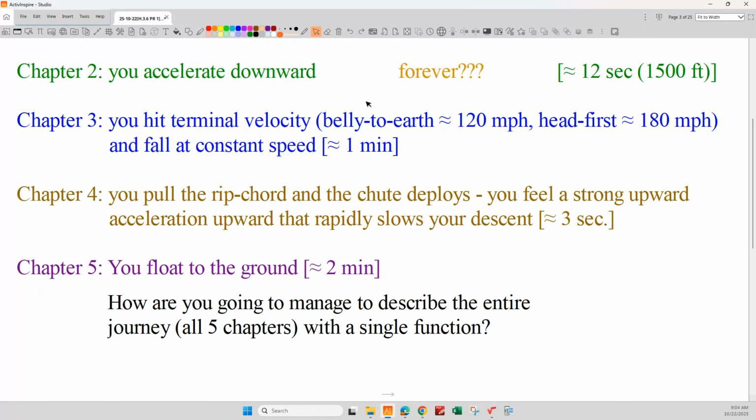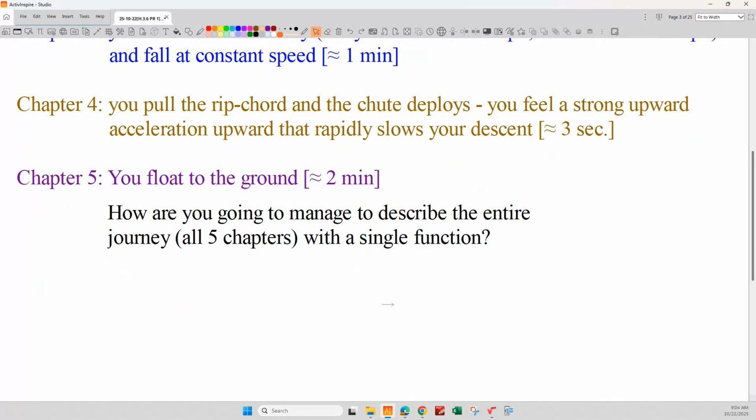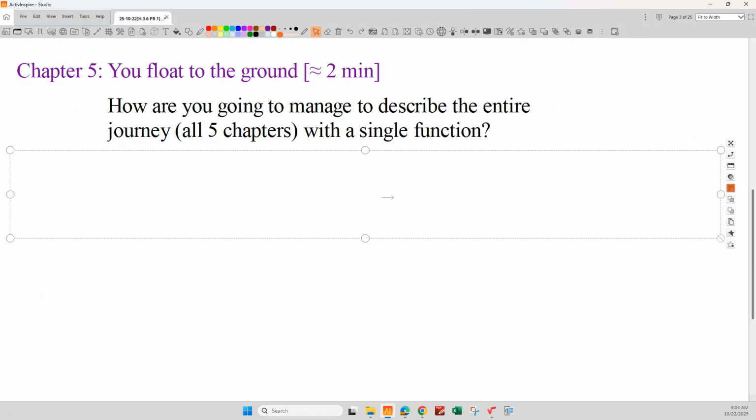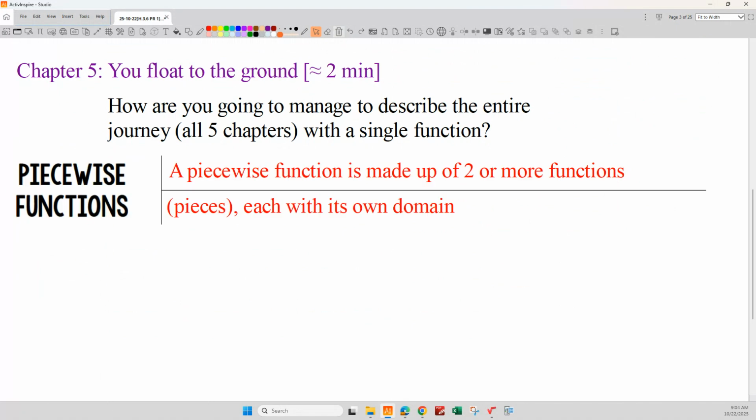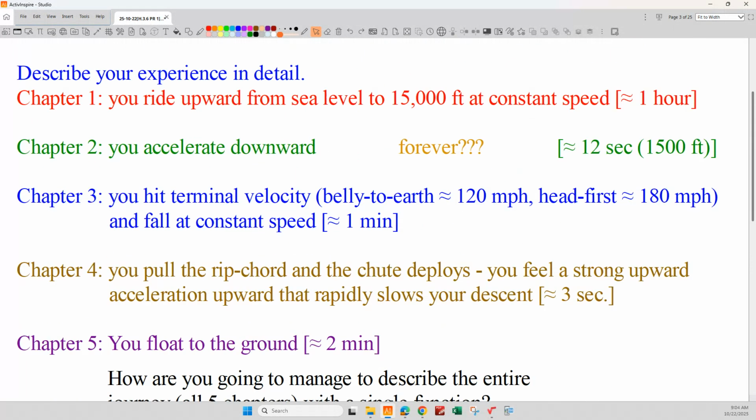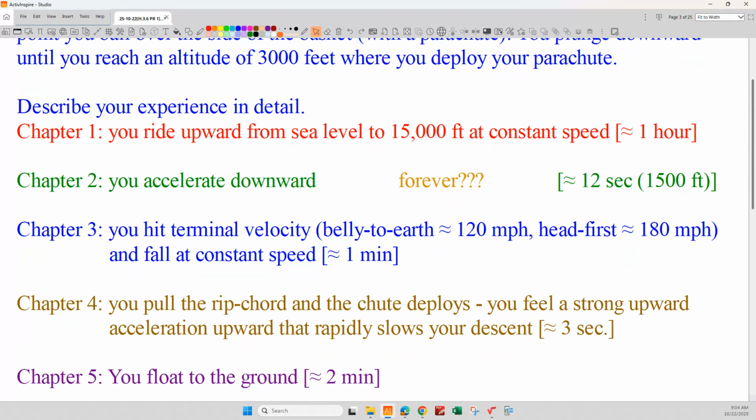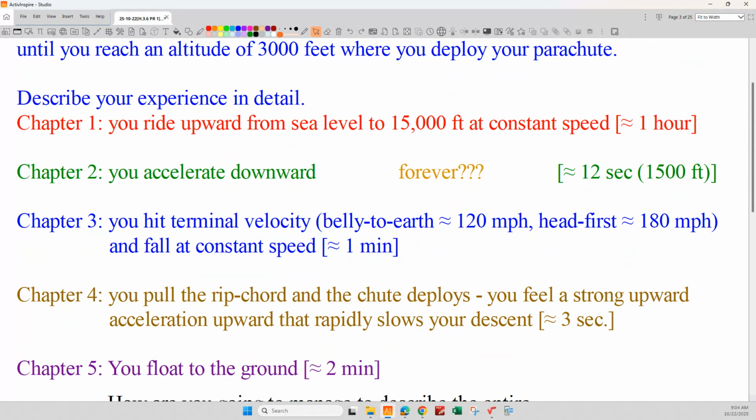A piecewise function is just a function that breaks up a function into two or more individual pieces, each with their own domain. So the input values would be prescribed for each of those chapters, or each piece. Like for example, the domain of chapter 1 for our balloon ride lasted 1 hour. So those were the input values for time that would have applied to chapter 1.